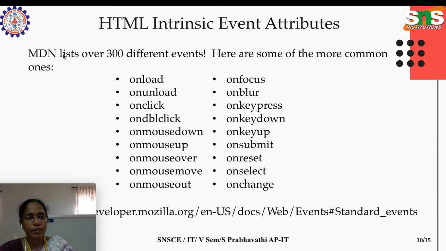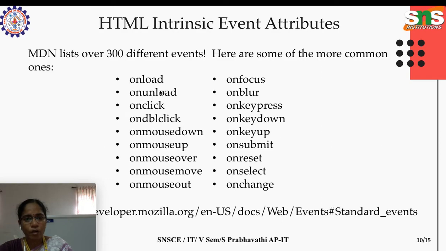Apart from that, MDN, which is Mozilla's developer network, lists more than 300 different events. You could explore all those events by visiting this link. These are some of the HTML intrinsic event attributes. These are the attributes for the HTML elements, is it not? In the demo version we have seen inside the image element the attributes like id, src, onmouseover, onmouseout. These are nothing but the attributes.